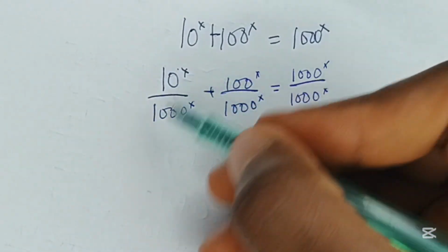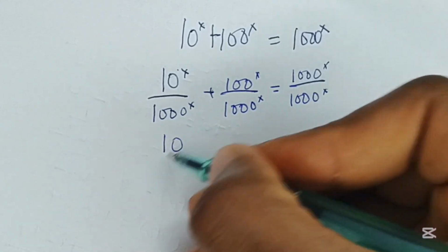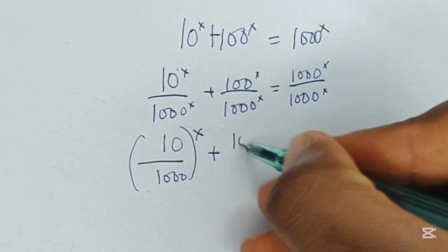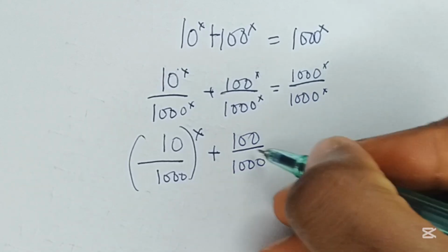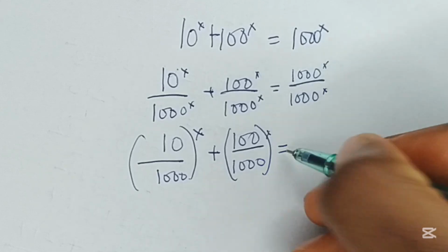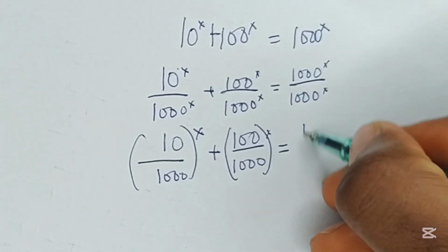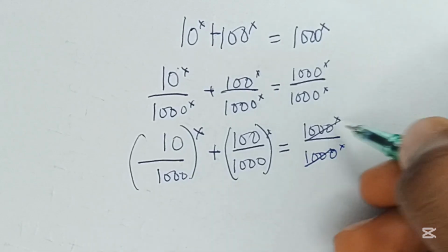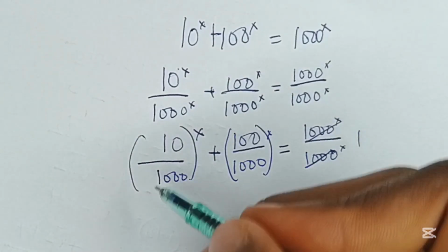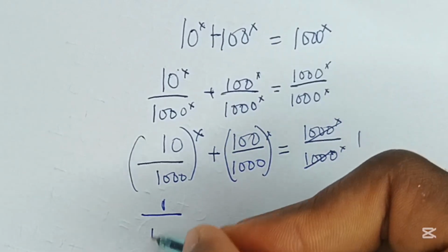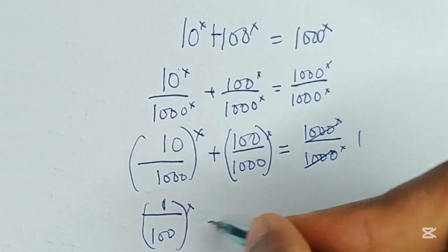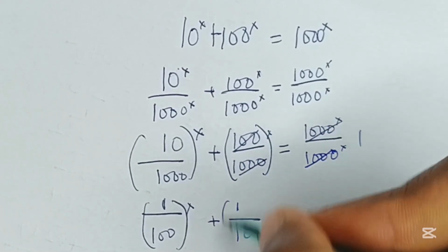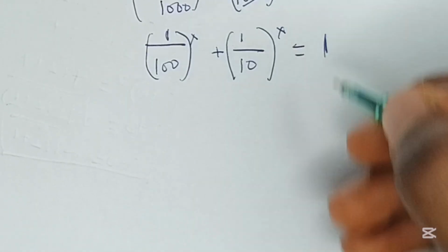Okay? Now, using the law of indices, we're going to have 10 over 1000, we factor out the power, all raised to the power x, plus 100 over 1000, all raised to the power of x, to be equal to 1000 raised to the power x over 1000 raised to the power x. This strikes this, we have 1. Alright? Now, 10 over 1000 is 1 over 100 all raised to the power of x, plus this over this is the same as 1 over 10 all raised to the power of x, to be equal to 1.